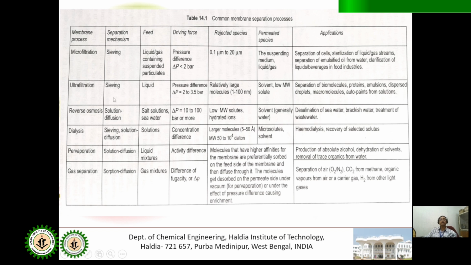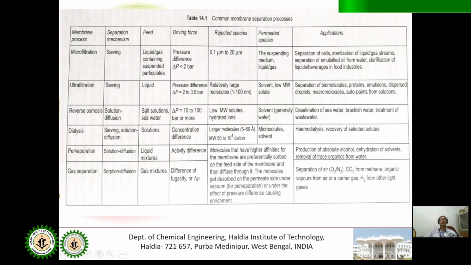Next one is ultrafiltration. In the same way, the separation mechanism is sieving, and the feed is mostly liquid. The pressure difference is maintained somewhat higher, say 2 to 3.5 bar, and the rejected species are large amounts, while the solvent and low molecular solids are permeated. It is mostly used in separation of biomolecules, proteins, emulsions, dispersed droplets, and macromolecules.